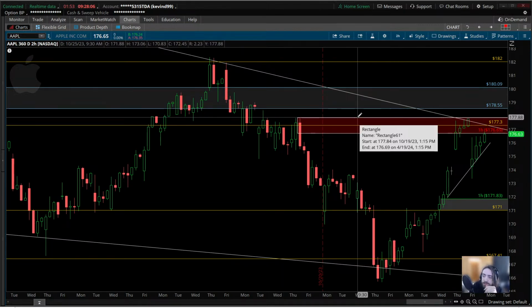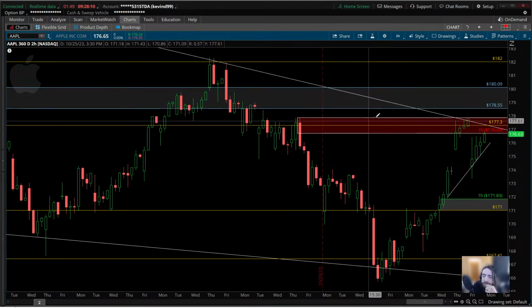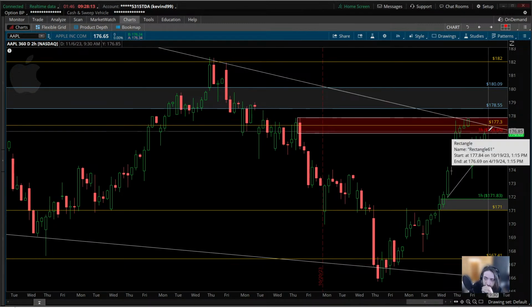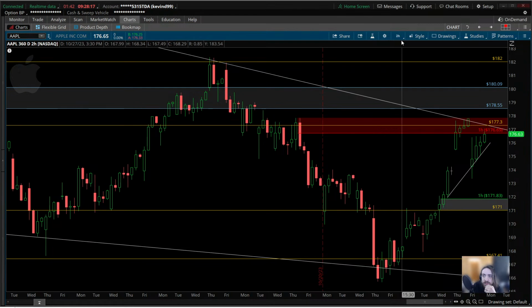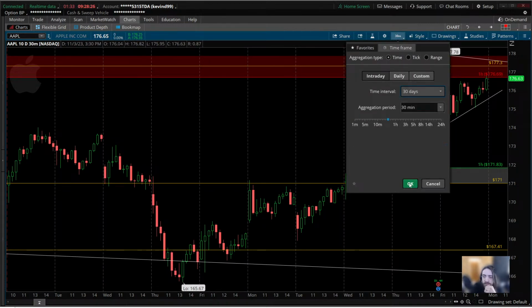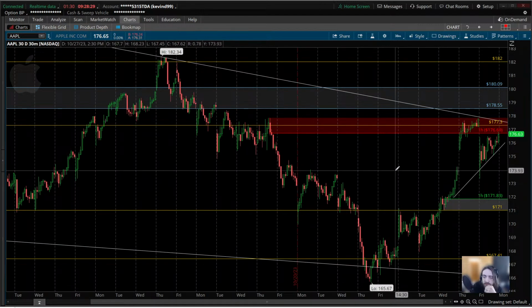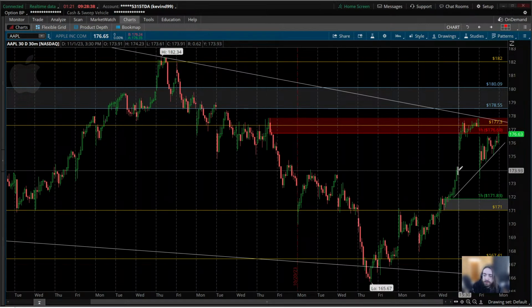So above this 177.88, I want to see 179, 180. If we reject this 177 area, 177.30, I want to see us move lower to maybe, let's see, any zones, maybe this 174 area. And the way I found that 174 is it was this gap, right? And a lot of times the market will go over specific zones and levels again.